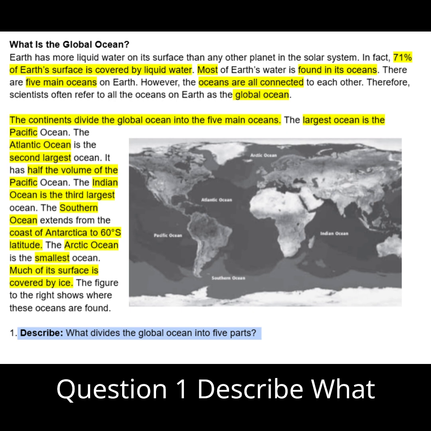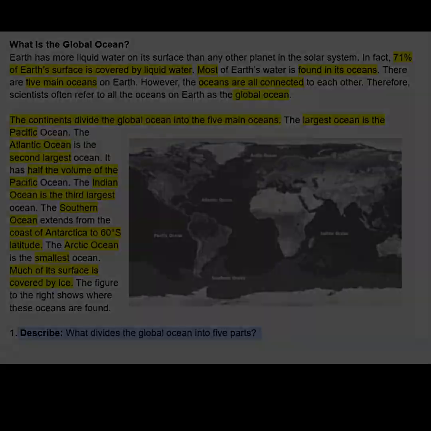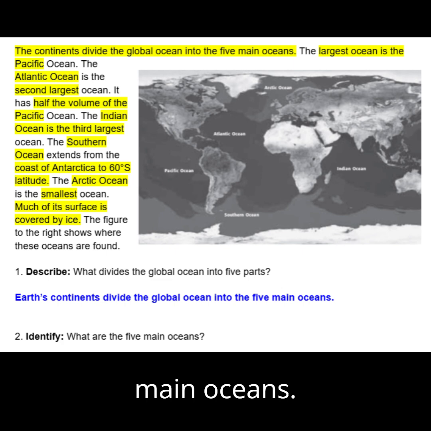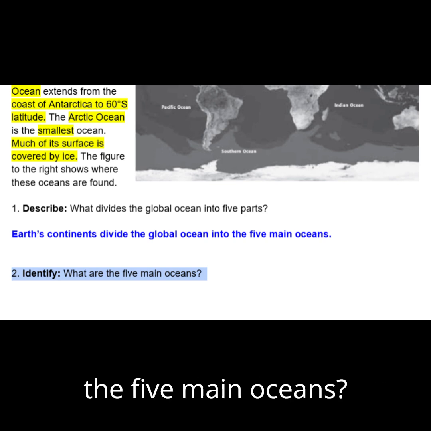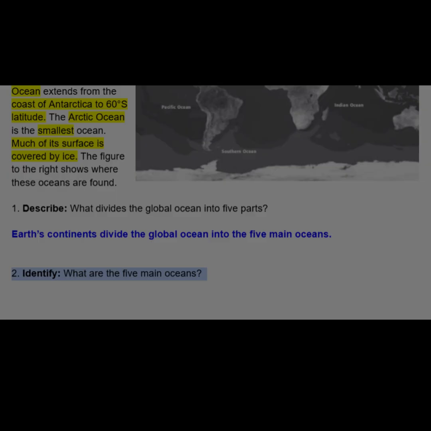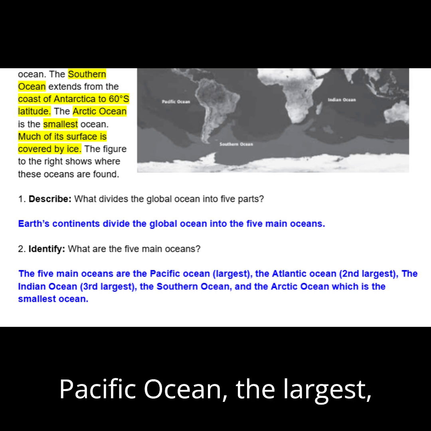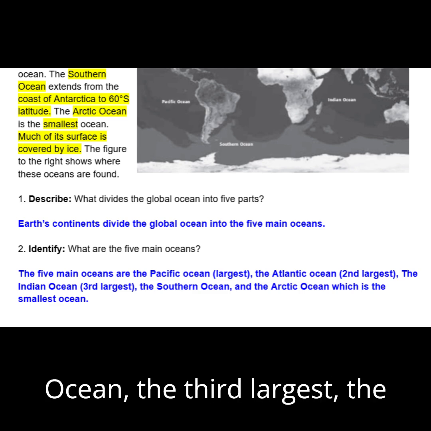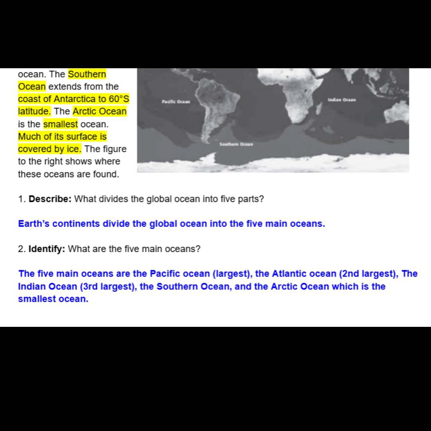Question 1. Describe. What divides the global ocean into 5 parts? Earth's continents divide the global ocean into the 5 main oceans. Question 2. Identify. What are the 5 main oceans? The 5 main oceans are the Pacific Ocean, the largest, the Atlantic Ocean, the second largest, the Indian Ocean, the third largest, the Southern Ocean, and the Arctic Ocean, which is the smallest ocean.